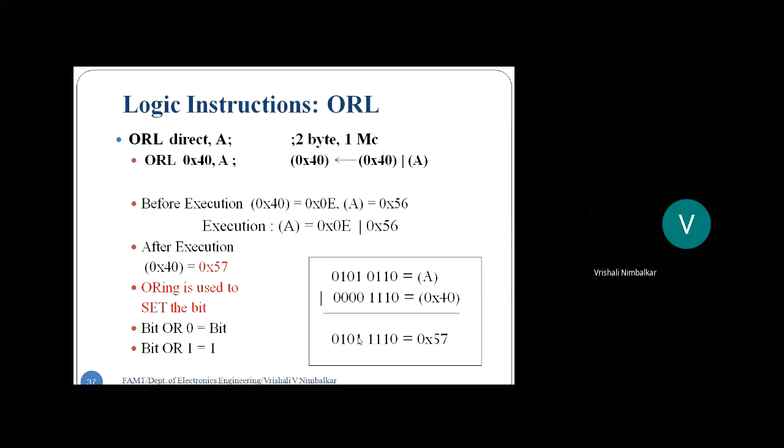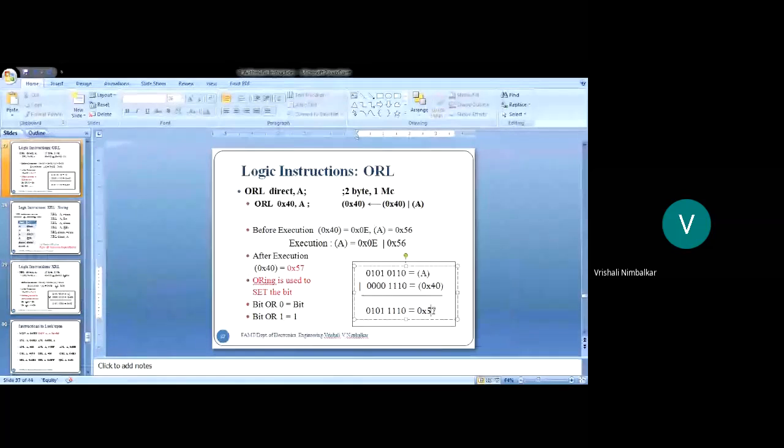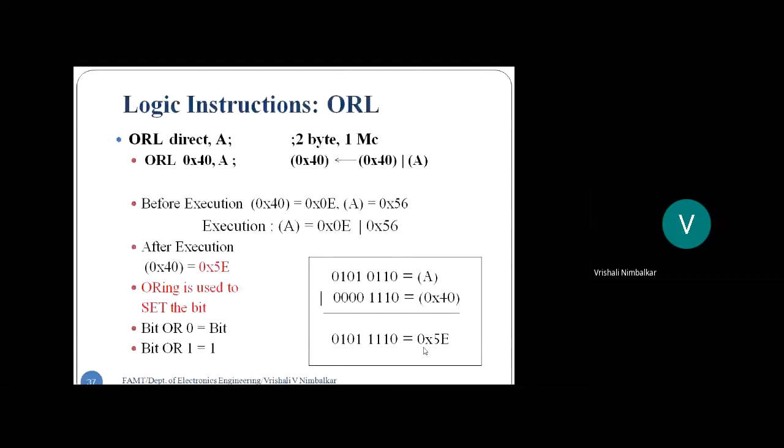1 OR 0, 1. 0 OR 0, 0. 1 OR 0, 1. 0 OR 0, 0. So see, what was the answer? The answer is 5E hex. Okay, so if you just take a look, ORing anything with 1, say 111 ORed with 111, the answer is 111. And if you OR with 0, you get the number as it is.